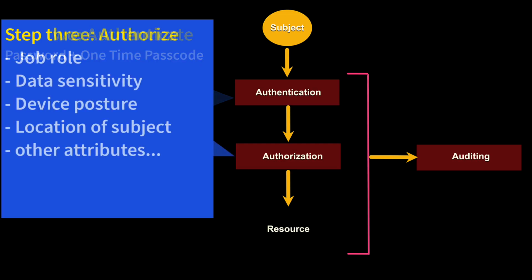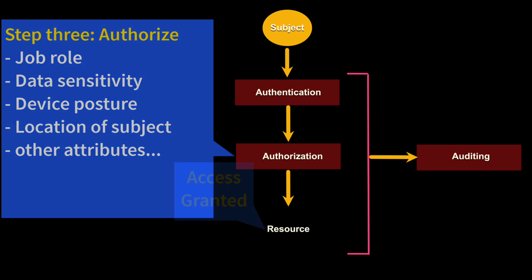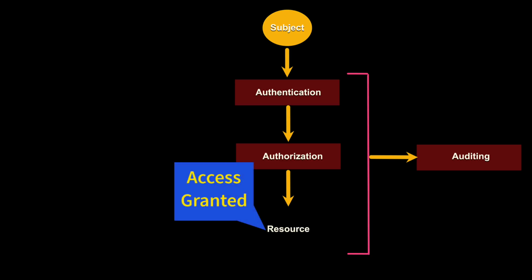Step 3. Authorization. Now the app asks, is Jordan allowed to view payroll for this employee? A policy engine evaluates Jordan's role, the sensitivity of the data, the device posture, and maybe location. If the conditions match policy, access is granted, often for a limited time and scope.